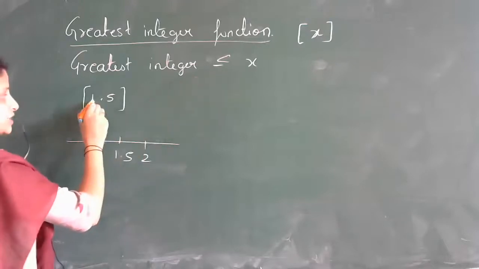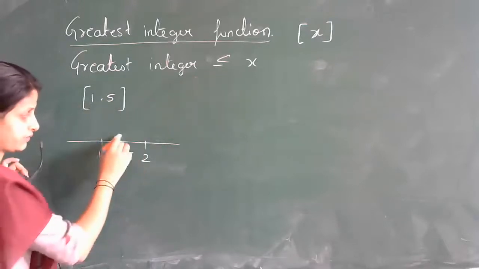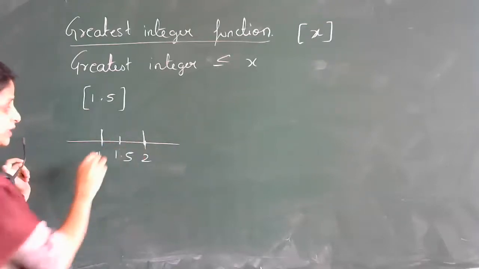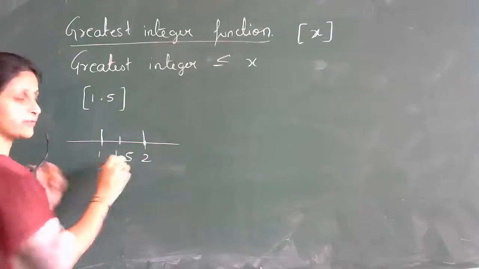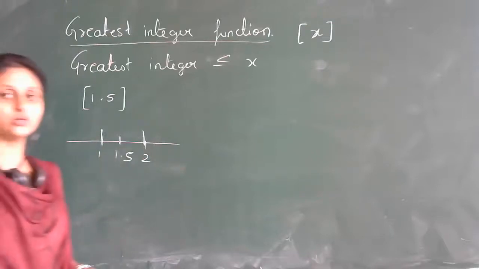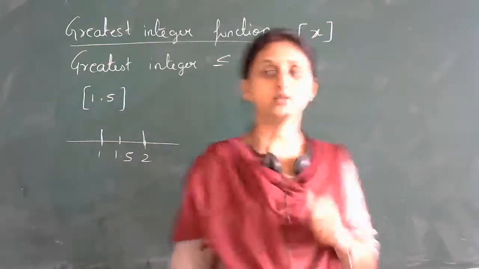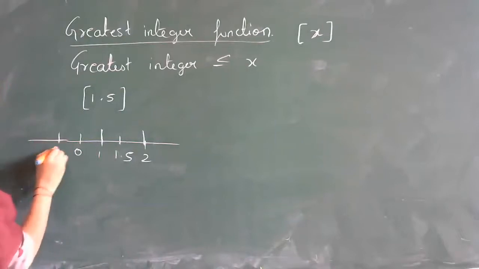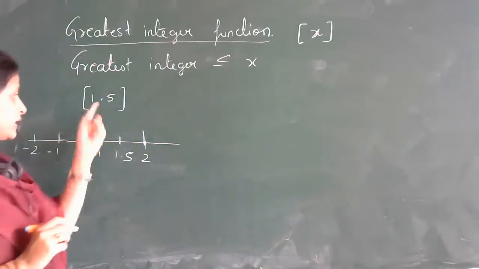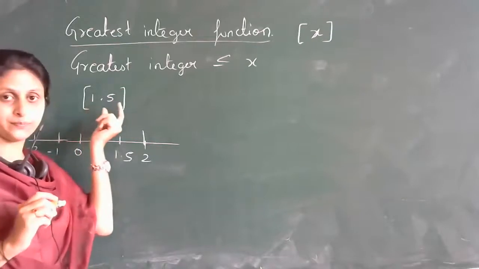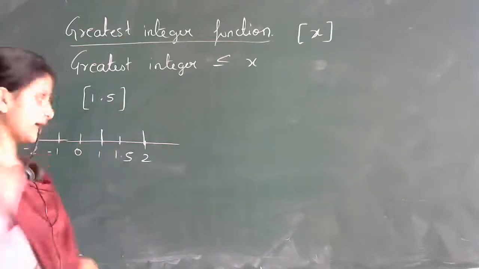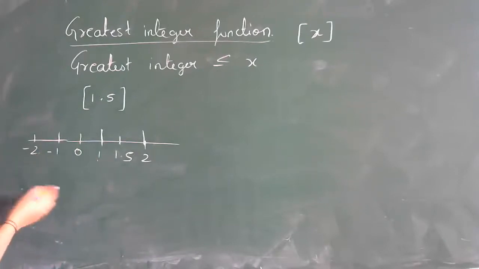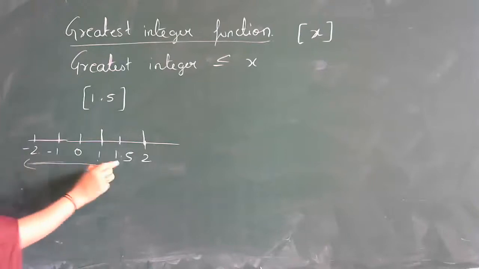So which is greatest integer less than or equal to 1.5 here? 1.5 is here, 2 is here, and 1 is here. So which is the greatest integer less than 1.5? It is not 2. First of all, you have to take integer less than 1.5. Which is integer less than 1.5? One may say it as 1, one may say it as 0, one may say it as minus 1. These all are integers less than 1.5, right?